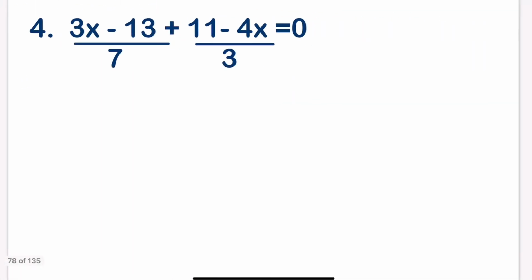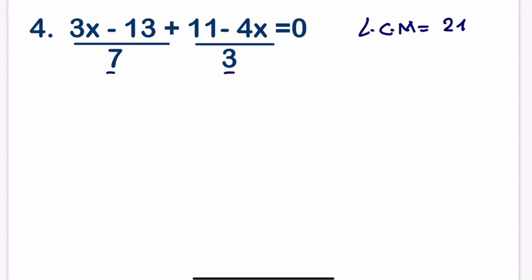Let's go to question 4. For question 4, it's the same thing. We can multiply all by the LCM. So what's the LCM of 7 and 3? The LCM of 7 and 3 will be equal to 21.